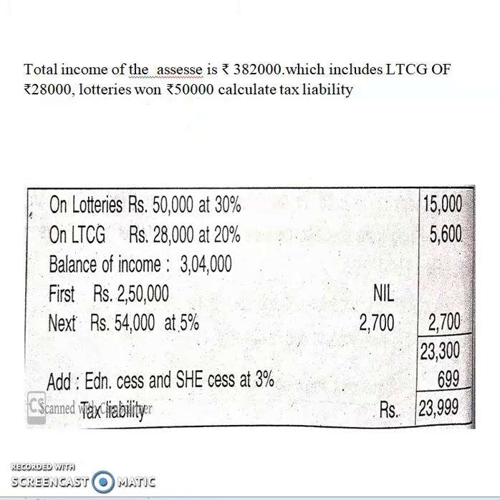At the beginning, in the first stage, we are supposed to calculate the tax on the special incomes separately. One is 50,000, one is 28,000. Lotteries is 50,000, which we calculate at 30%. For LTCG it is 20% on the amount 28,000. These are the special rates. After calculating special rates, we exclude these amounts from the total, and for the balance income we calculate the tax.